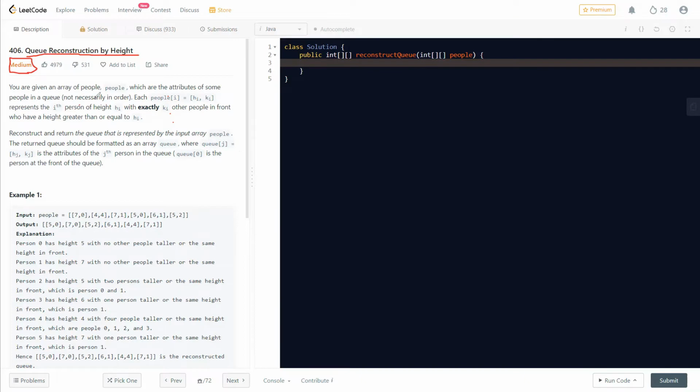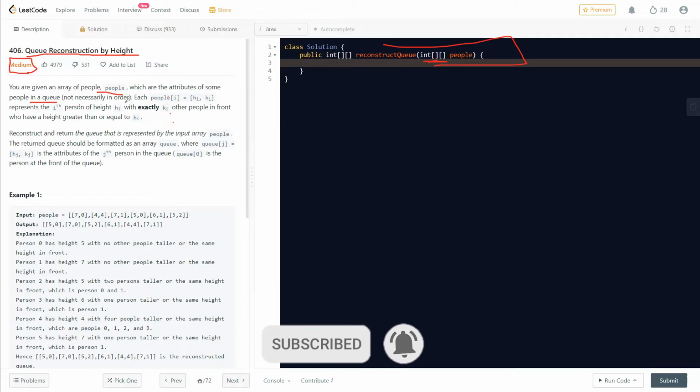Now let's understand what exactly the question is saying. You are given an array of people. So that's the people array we are being given here, and we can see that it's a 2D array. These are the attributes of people in a queue, and not necessarily in order. So it shows that they are not in a particular order.